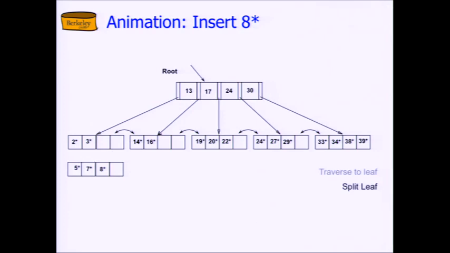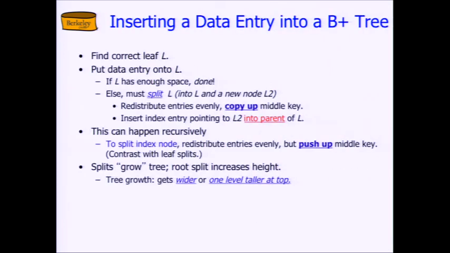And so now, if we go to the previous page with the actual pseudocode, starting from the top, put the data entry on L. If L has enough space, you're done. Else, you must split L into L and a new node L2. You redistribute the entries evenly and in order, copying up the middle key to the next level up, and you insert an index entry pointing to L2 into the parent of L with that middle key. Right, this is a little sloppy, the pseudocode, to be honest. And then this can happen recursively, but when you split internal index nodes, you redistribute the entries evenly, but you push up that middle key. And the proper pseudocode is in the textbook. All right, I encourage you to read it.